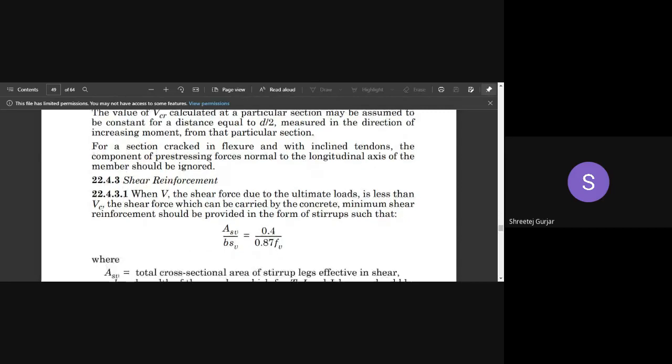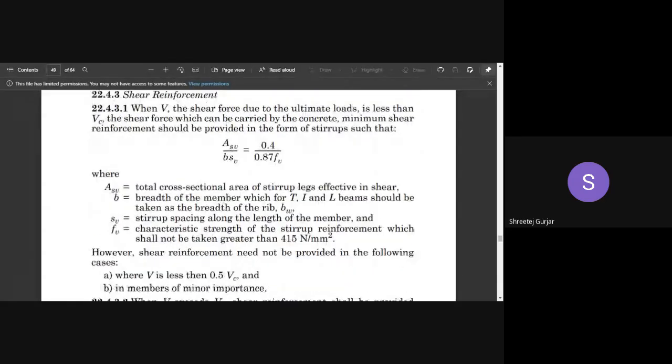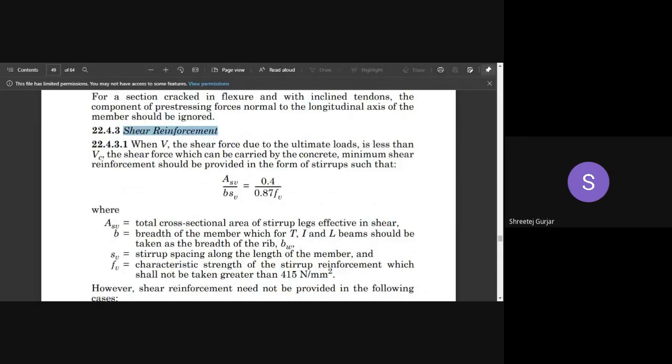Okay. So now moving on to the next thing. Shear reinforcement. Okay, shear reinforcement.